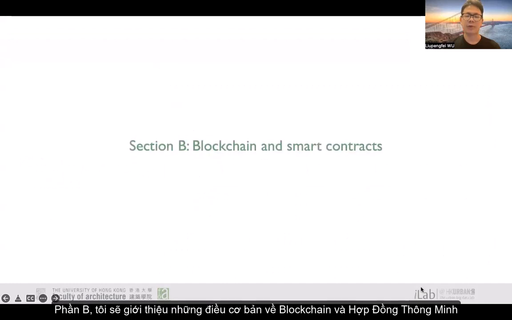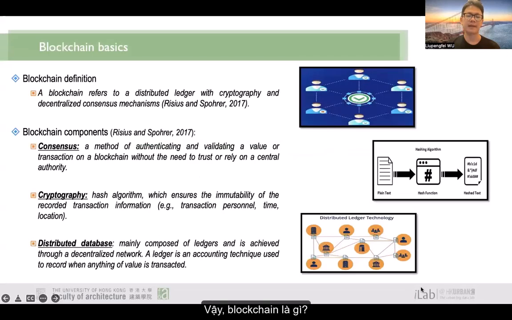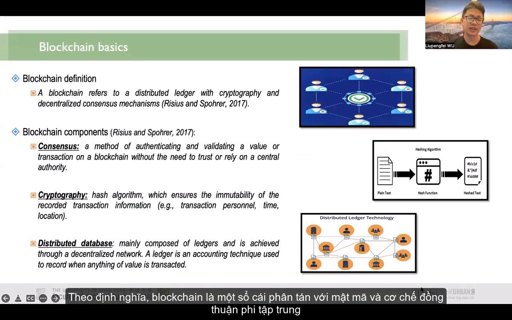Section B, I will introduce the basics of blockchain and smart contracts. So what is blockchain? By definition, blockchain refers to a distributed ledger with cryptography and decentralized consensus mechanism.